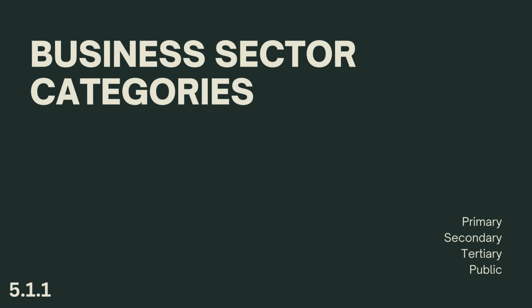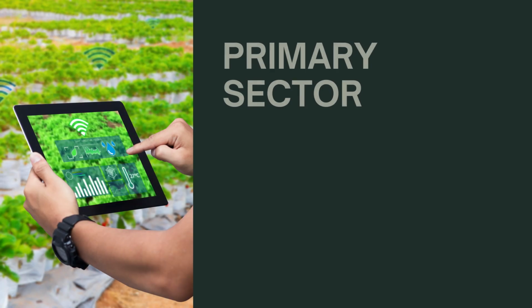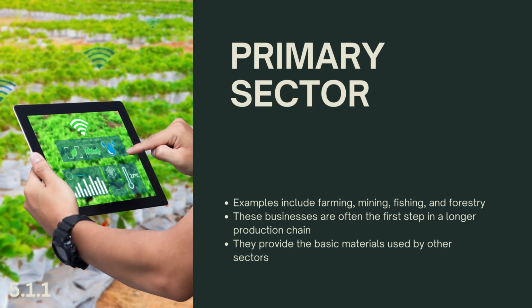Now that we've discussed products and services, let's look at how businesses are categorized into different sectors of the economy. There are 4 main categories we'll explore: primary, secondary, tertiary, and public sectors. Let's start with the primary sector. This sector involves the extraction or production of raw materials directly from the earth. It includes activities like farming, mining, fishing, and forestry. For example, a copper mining company or a wheat farm would be part of this sector.